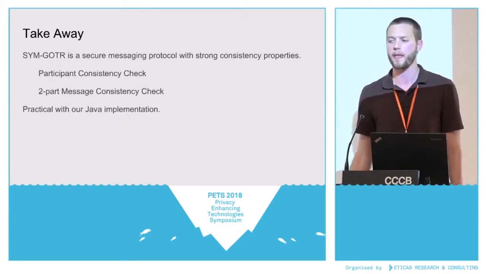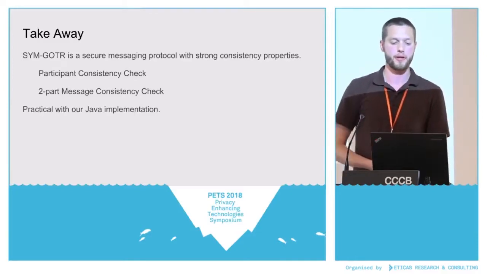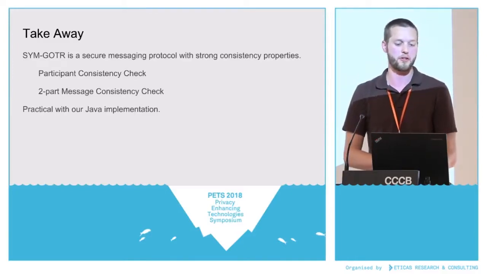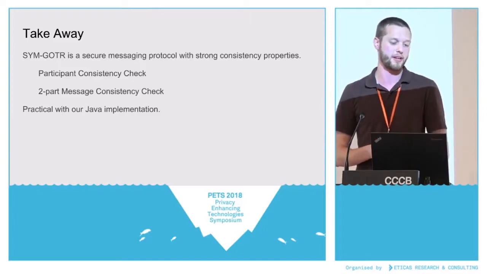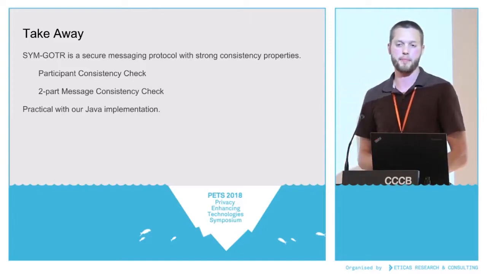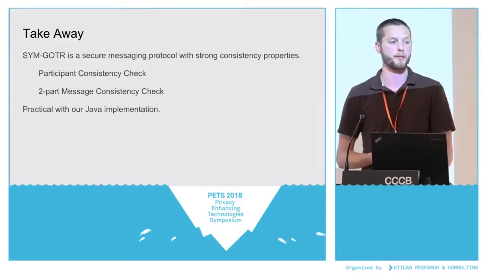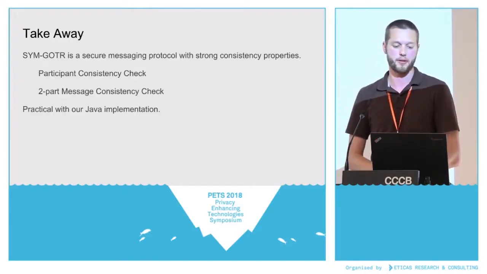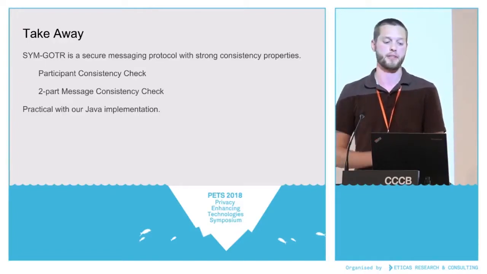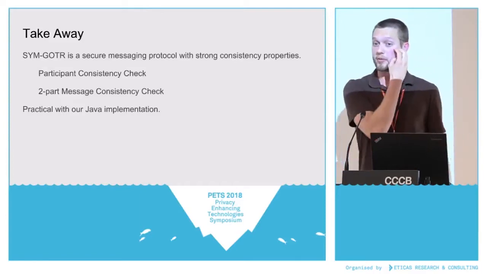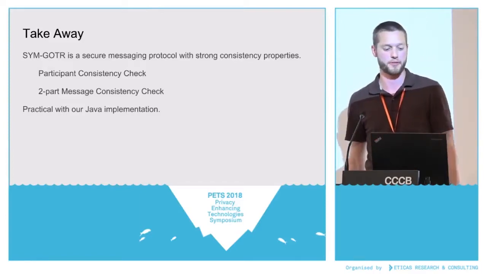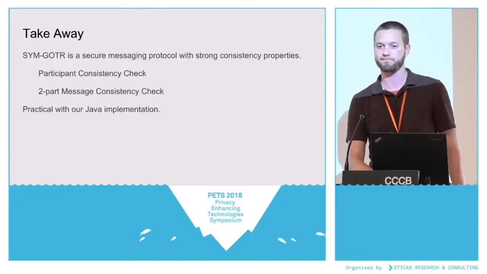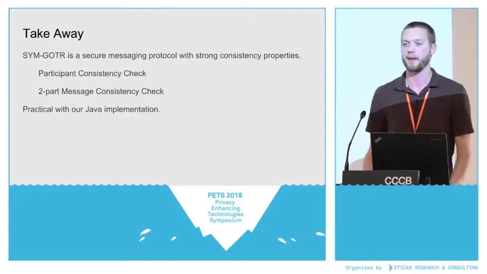So the key takeaway is we propose SYM-GOTR as a secure messaging protocol with strong consistency guarantees by using a participant consistency check before sending messages and the strong 2-part message consistency check after every message. And it's practical with our Java implementation. You can find the source code on GitHub. So, any questions?